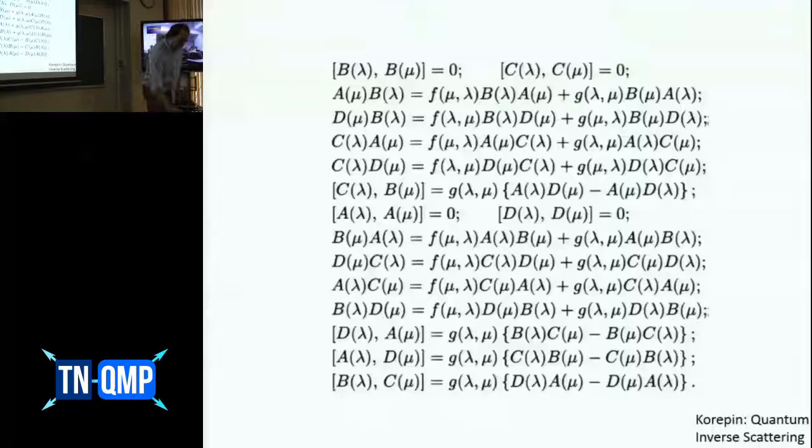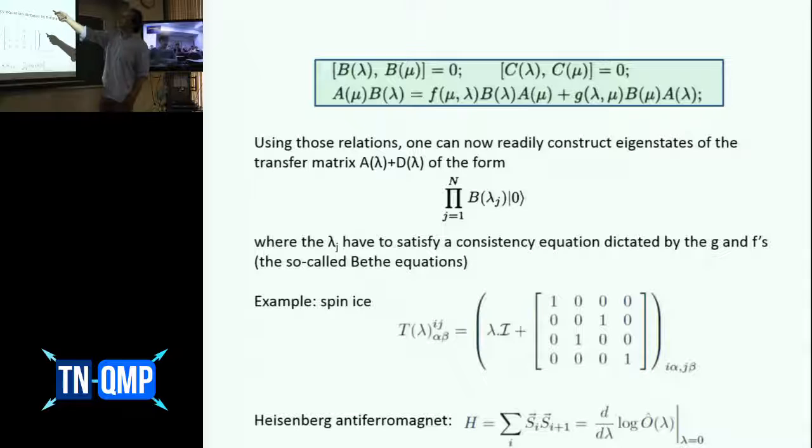So you see that all these B matrices commute, the C matrices commute, and the A and the B have this kind of algebraic relation that looks like this. A times B is equal to B times A plus F and G and so forth. Then you find consistency equations for this, and this gives rise to the Bethe equations. So once you solve this, you can find all the eigenstates of your Hamiltonian, or of this matrix product operator.